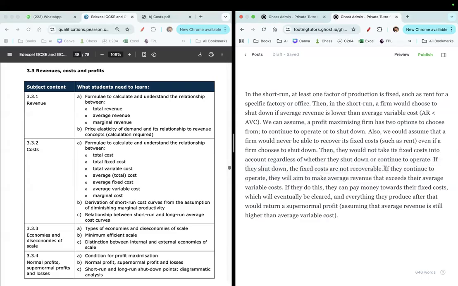They're not recoverable. If they continue to operate, they would aim for average revenue to exceed their average variable cost. For example, make average revenue of 10,000, have average variable cost of 5,000. So if they make £5,000 worth of profit, they can pay towards their fixed cost, which would be good. Okay, and after that, they make a supernormal profit.